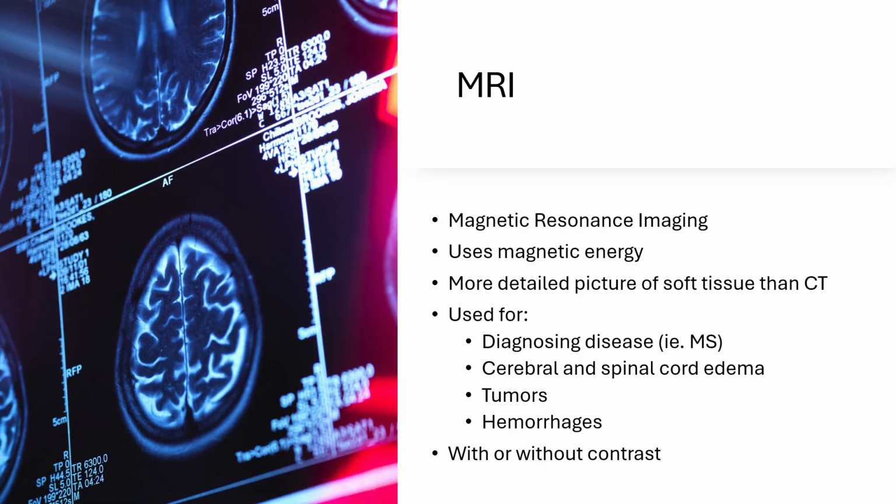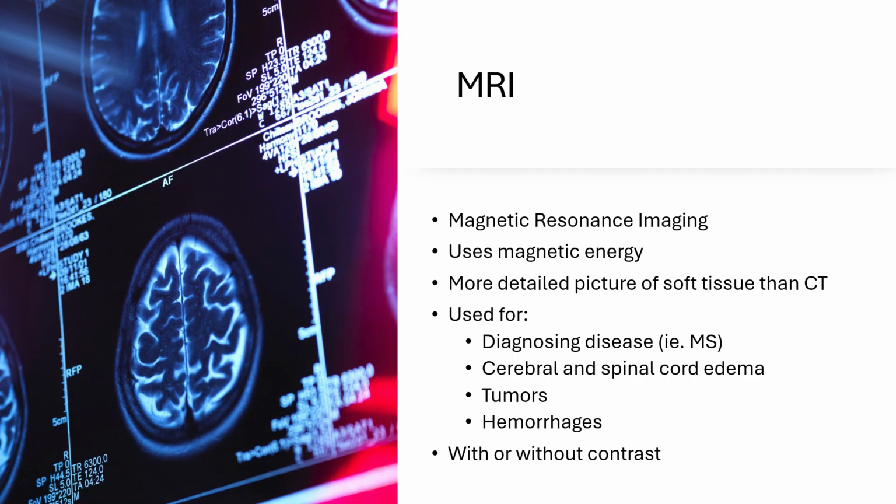The MRI, an MRI is magnetic resonance imaging. It uses magnetic energy and it gives more detailed pictures of the soft tissue compared to a CAT scan. It is used for diagnosing diseases, looking at tumors, hemorrhages, and can be done with or without contrast as well.